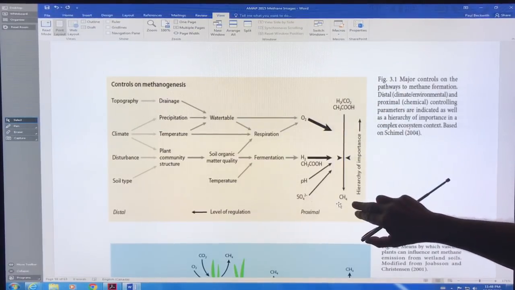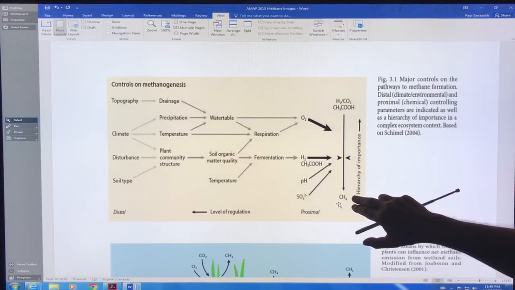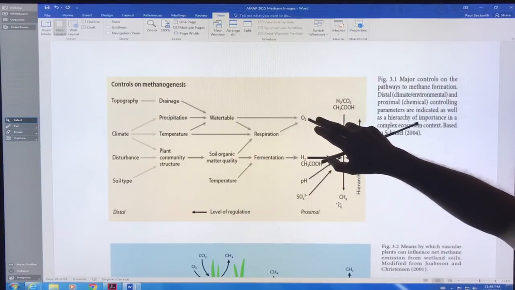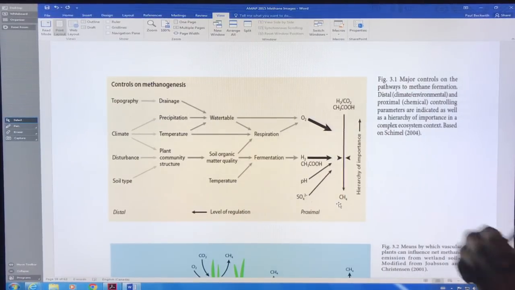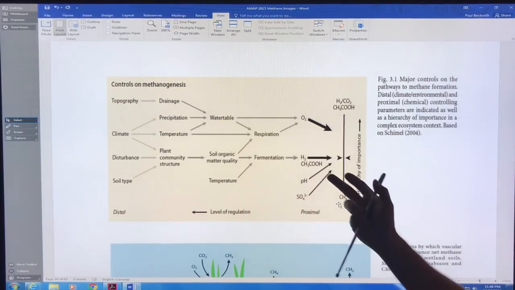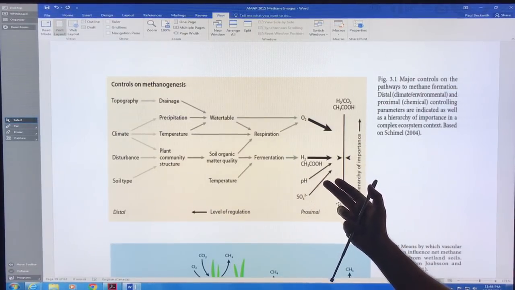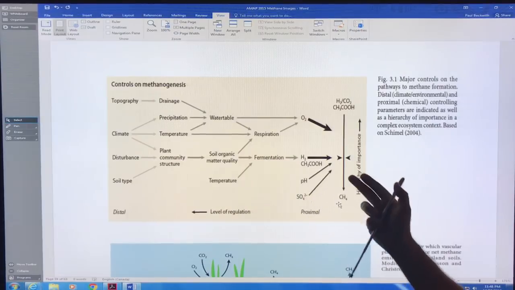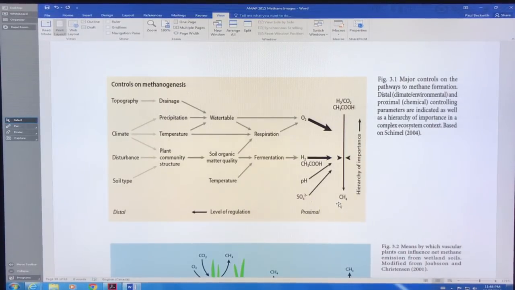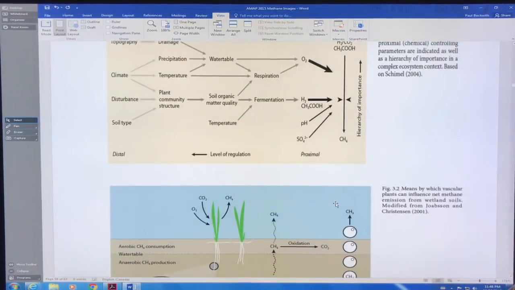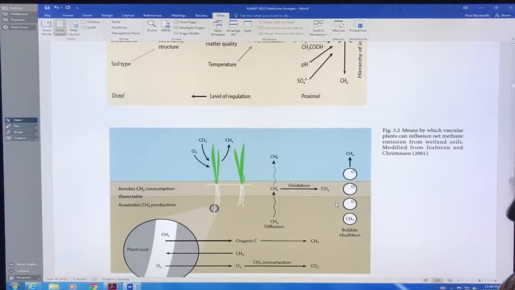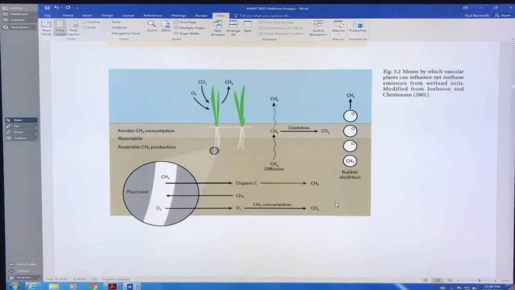Then on this side here, you get mostly just methane. If you have less and less oxygen, and the pH is satisfactory, it would be acidic, and you've got the sulfates bringing the acidity down, you get more methane produced here. So you get a continuum of production between CO2 and methane, depending on the conditions.